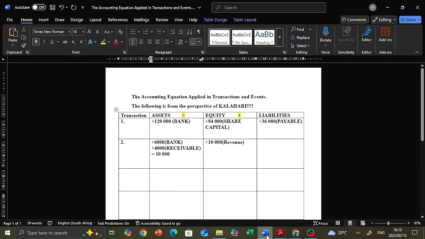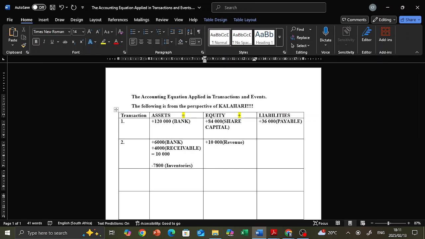Cool. So now let's do the solution. Minus 7,800 inventories. This is the asset that has decreased. Account title. You must know your account titles, so start familiarizing yourself. That's why I'm putting them in brackets. So minus 7,800 inventories. Then equity: minus 7,800 cost of sales.